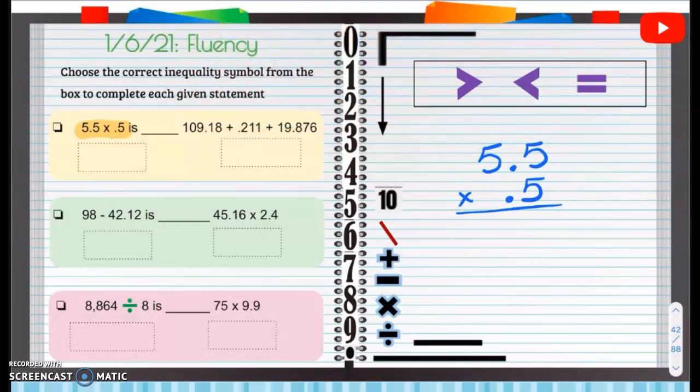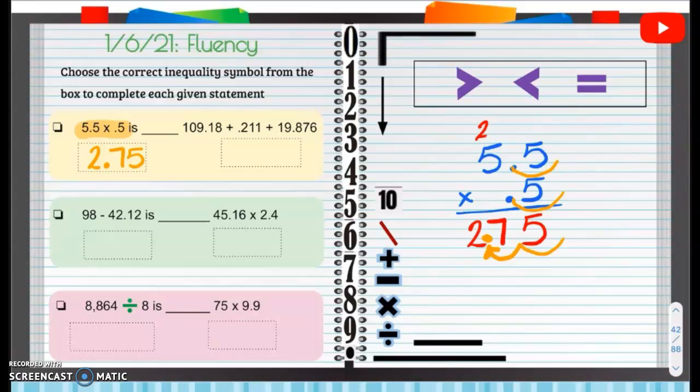All right, so 5 times 5 is 25. Carry that 2, drop that 5. 5 times 5 again is 25, plus 2 is 27. Now, don't forget to put that decimal back in. We go in 1, in 2 total. So in 1, in 2. So our decimal goes right there. So 2 and 75 hundredths, or 2.75.